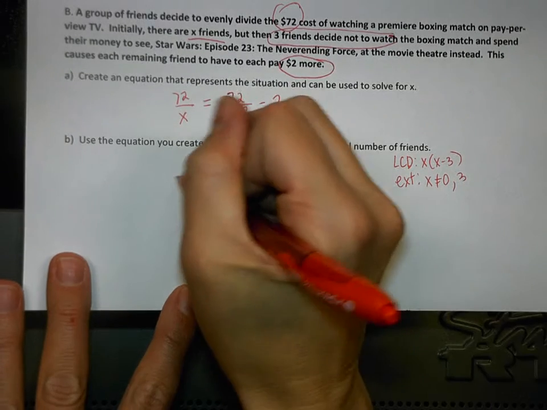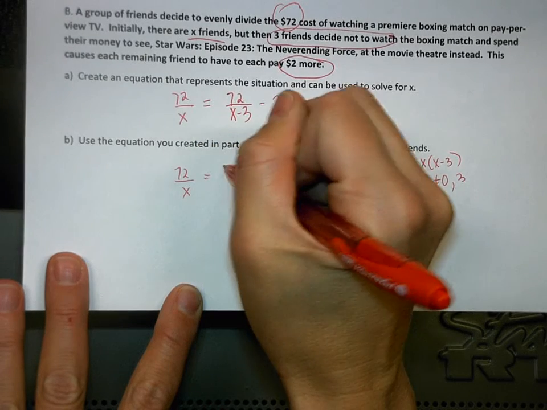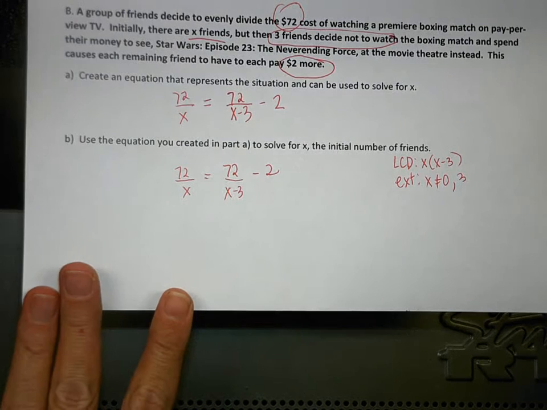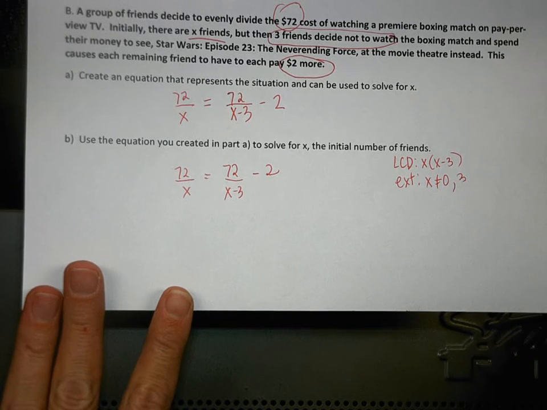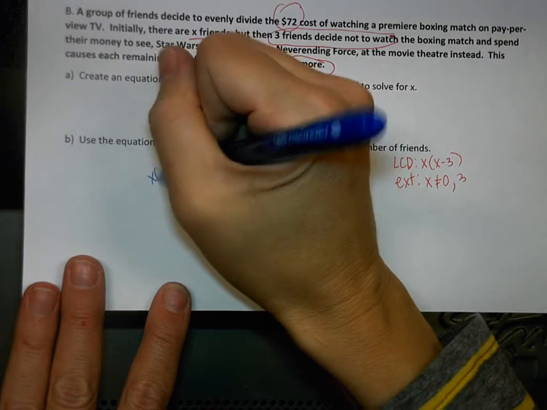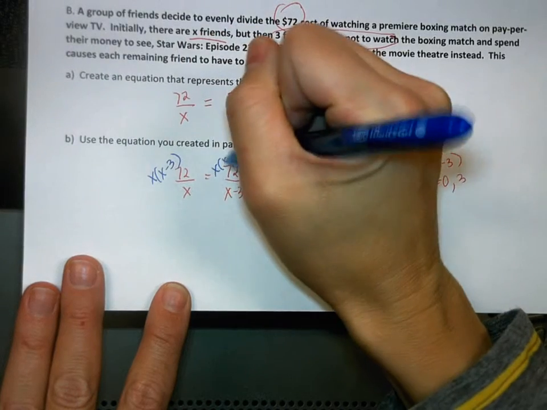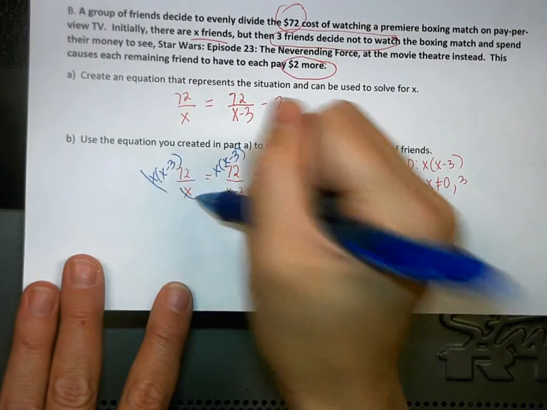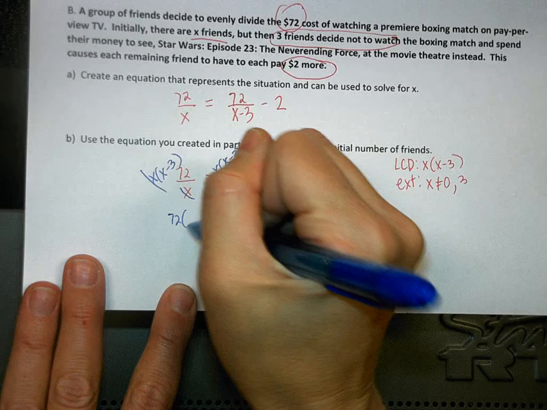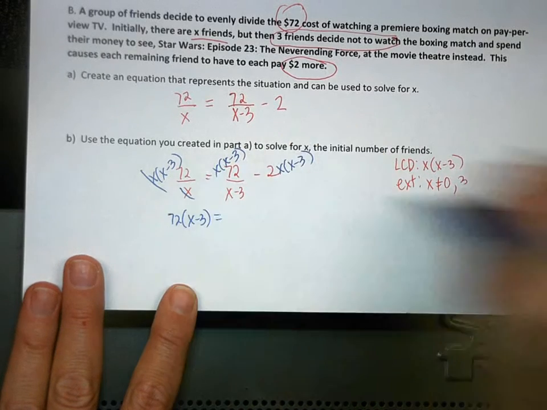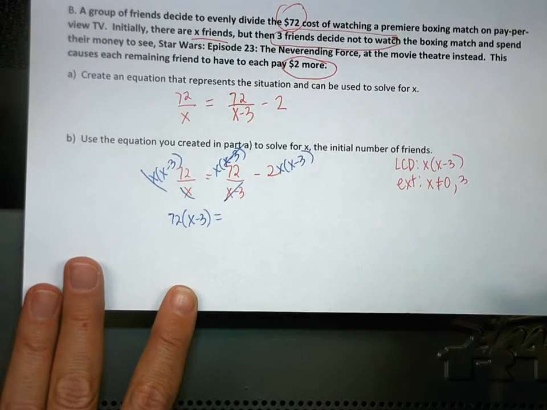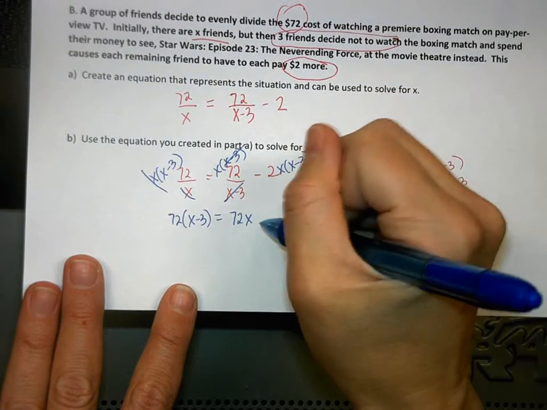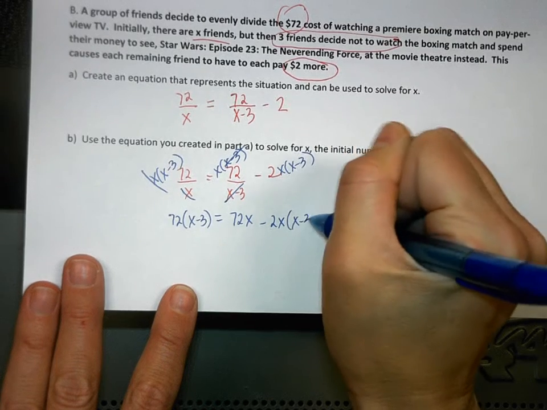Okay, so I'm going to rewrite this problem down here. 72 over x equals 72 over x minus 3, and then subtract 2. And so I'm going to take my LCD and multiply it to every single term, right? So we have x times x minus 3 to each term. Okay, on the first term, the x's cancel. And I'm just going to write this for a minute as 72 times x minus 3, and I'll distribute in a minute. Equals, here the x minus 3's cancel, and I'm left with 72x, right? Gabby getting this? Yeah. And then my last one, I have minus 2x times x minus 3.